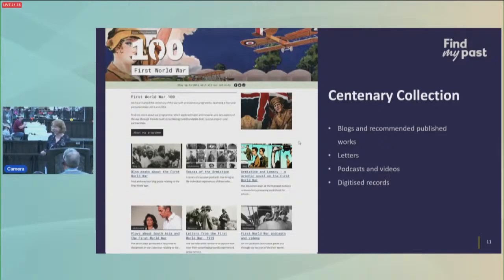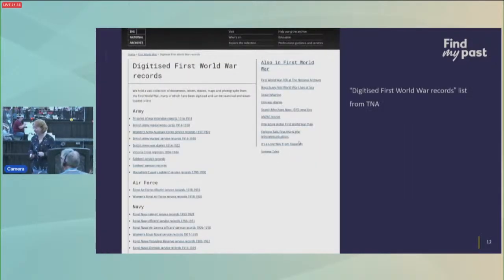They also have a full list of digitized First World War records. Note for my US friends, it's digitized with an S, not with a Z, right? UK English versus American English. So from this page, you can get access to everything that's available online that's in their collection. If it's not on this list, it hasn't been digitized yet. So that would mean you're contacting the archive for access in a different way. But there is a pretty significant list here. And they do keep it relatively current.